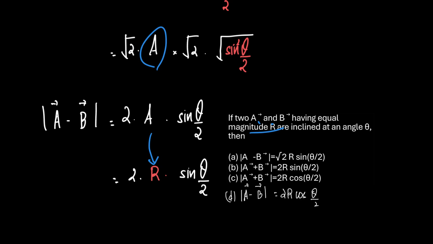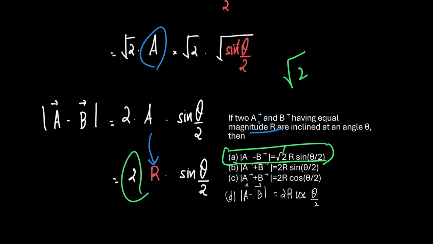So there are two options which have the magnitude of A minus B giving 2R cos theta by 2, which is not the case. And if you're looking for such a correct option, if the question was framed differently, then the answer would be the magnitude of A minus B is 2R sine theta by 2. And look at the beauty of the question here. Why? Because the very first option gives you a similar one. In fact, almost the same. The only difference being root 2 in the option and the correct one being 2.